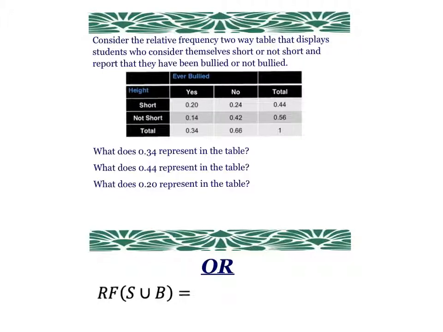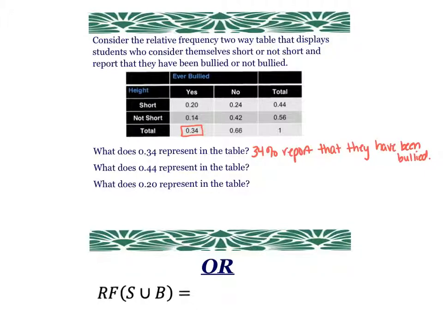Consider the relative frequency table that displays students who consider themselves short or not short and report that they have been bullied or that they have not been bullied. So here I've got this two-way table. My first question is, what does 0.34 represent? This right here. So 0.34 means that 34% report that they have been bullied, if I'm reading this right.